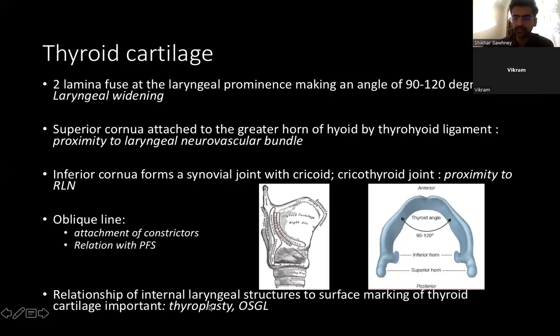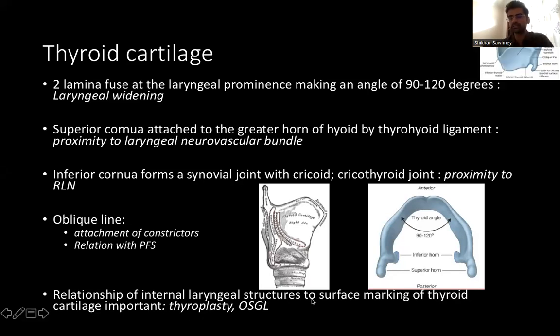Relationship of the internal laryngeal structures to the surface marking of the thyroid cartilage is very important in surgeries like thyroplasties and open supraglottic laryngectomies, as we need to make the plan and make the cartilaginous cuts at the exact level of the paraglottis and the glottic area. So this knowledge is of immense importance.